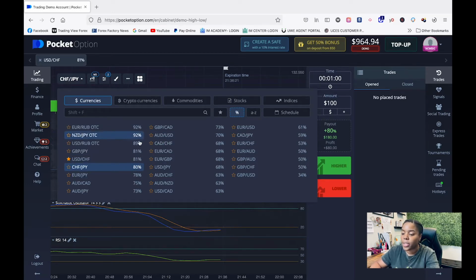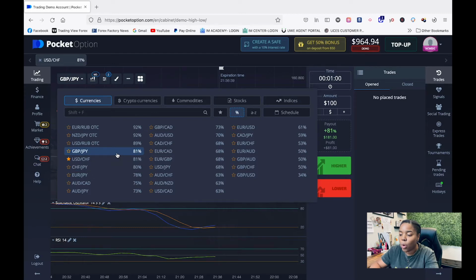There's a 92%, there's 89, there's an 80, 70, all those things. I don't take any trades that are less than 70%, only because it's too much of a risk and I don't have time for risk. I like to be more accurate and get the money in and out, okay? So what we're gonna be doing is looking at this 81%, okay? We're gonna take an 81% trade. It's going to be the Great British Pound to the Japanese yen, okay?